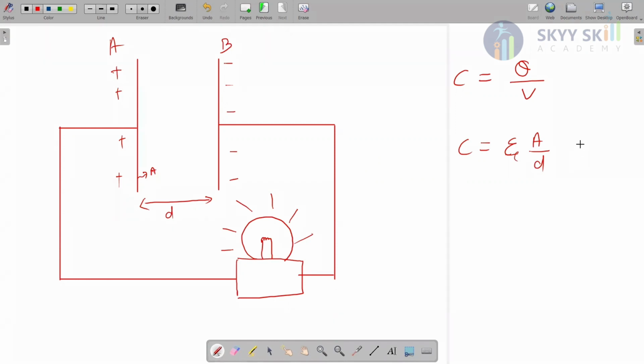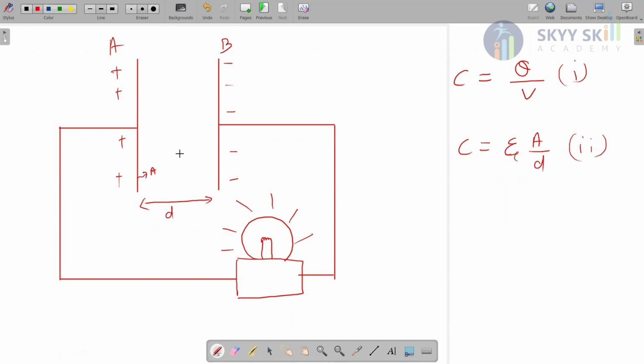Using this second equation, what engineers try to do is increase the area of the plates. But as we keep increasing the area, we reach a certain threshold. Why? Because we will not be able to create a small and efficient capacitor. We would always have to create a very big capacitor if we keep increasing the area. So they have reached the area threshold.